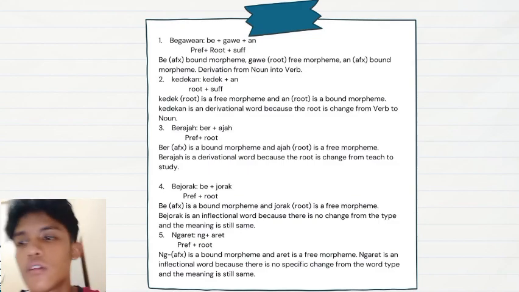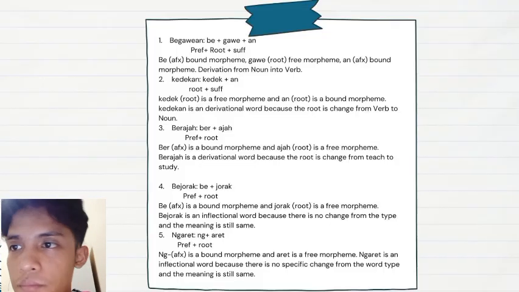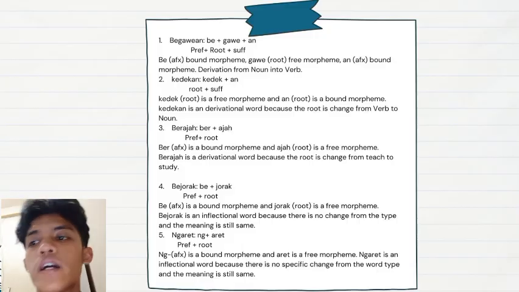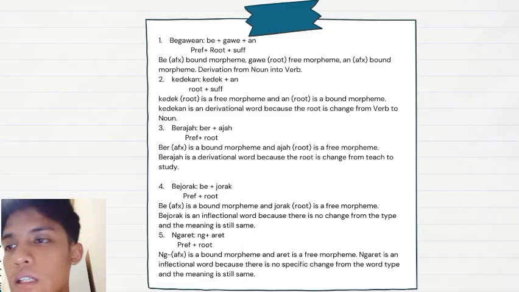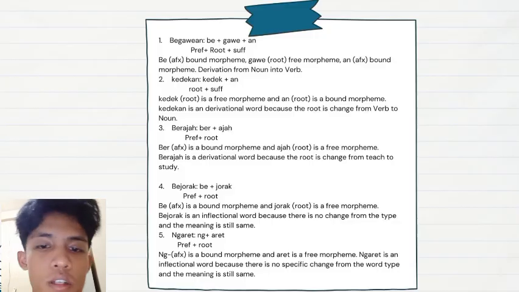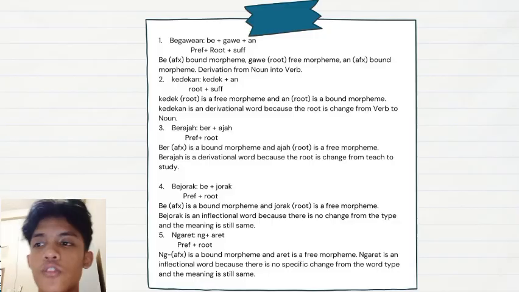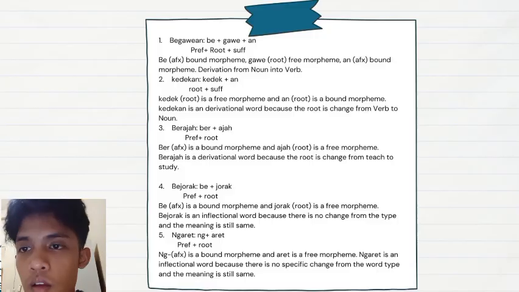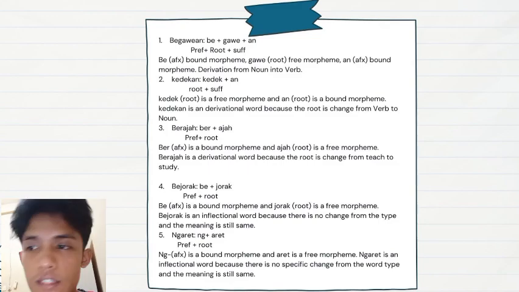The fourth is bejora. In bejora, be is a prefix and jora is a root. Be is a bound morpheme and jora, the root, is a free morpheme. Bejora is an inflectional word because there is no change in the word type and the meaning is still the same.